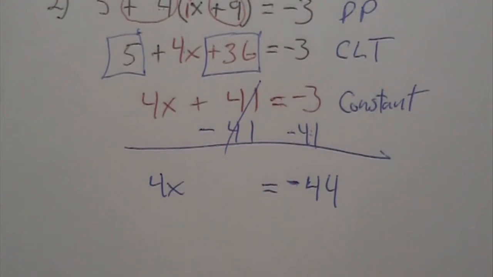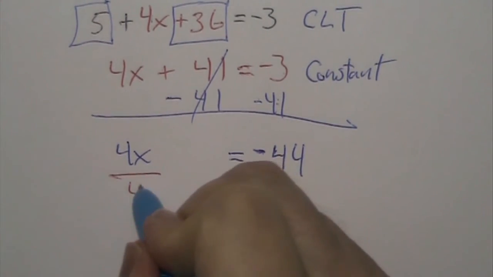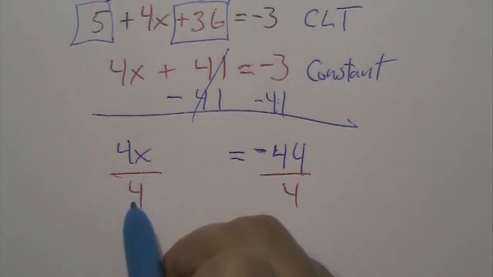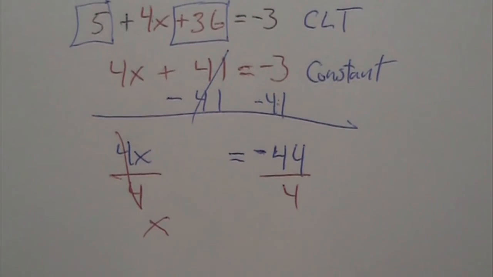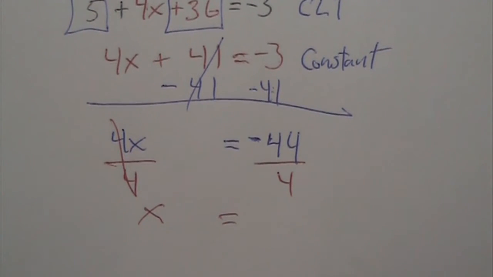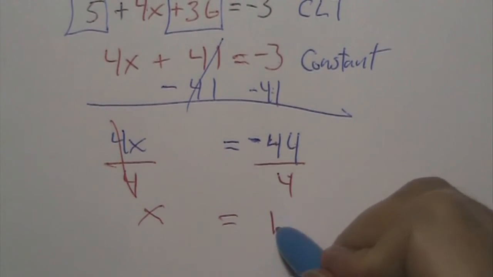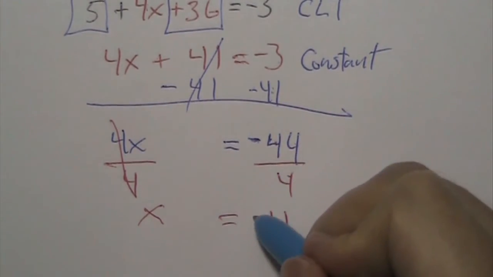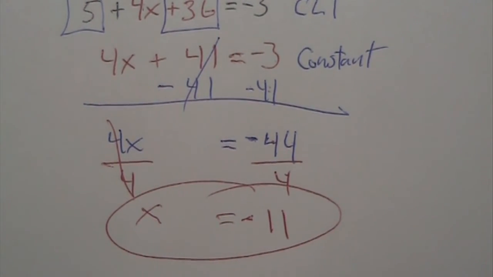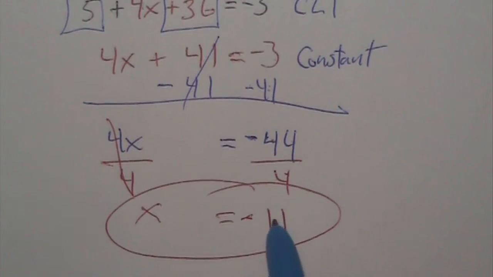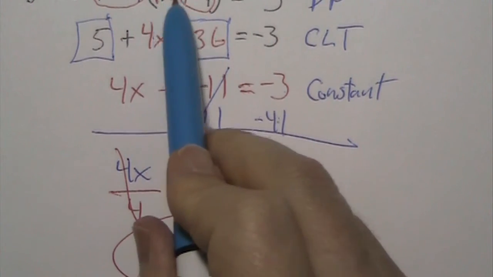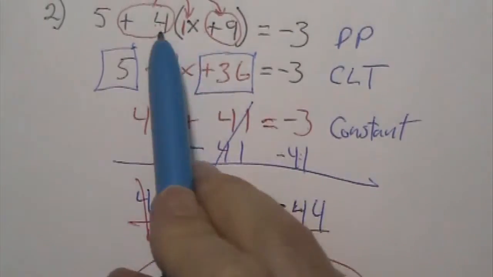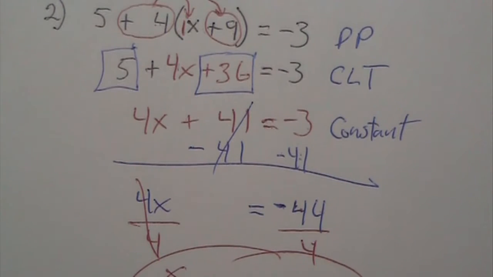Next, last step to get rid of the coefficient. I'm going to divide by the same number to make that a 1. So now it's just 1x or x. 4 goes into 44, 11, and there's 1 negative. And if we want to check this, see if it's correct, you take negative 11, you plug it back in there. Negative 11 and 9 makes negative 2 times 4, negative 8, plus 5 is negative 3. It works.